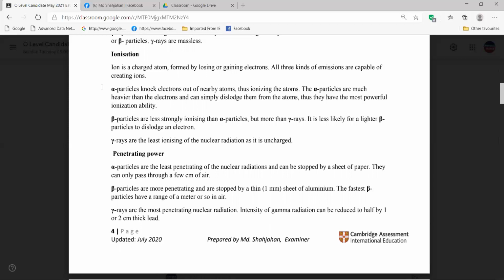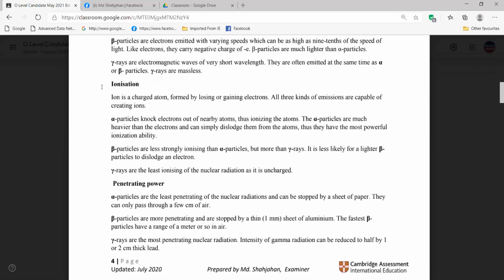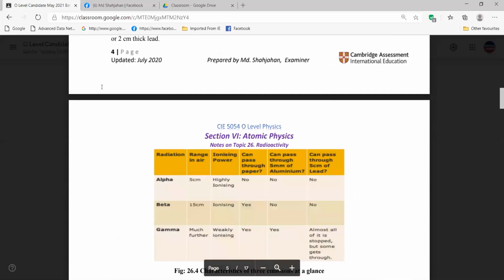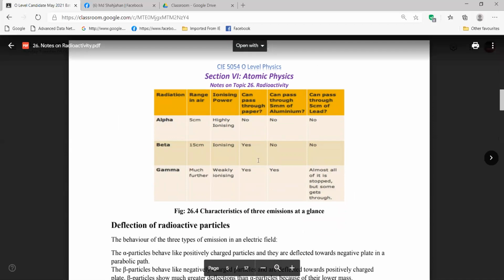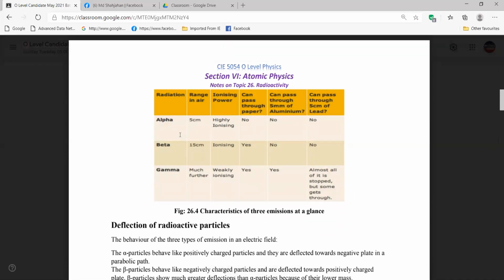Gamma rays are the most penetrating nuclear radiation. The intensity of gamma radiation can be reduced to half by 1 or 2 centimeters of thick lead. And then there is a table. Is it clear? Whatever we discussed, I think you got all the points here, right? And nothing new. At a glance, all the things are written here, and you can read this table: alpha, then beta, gamma.